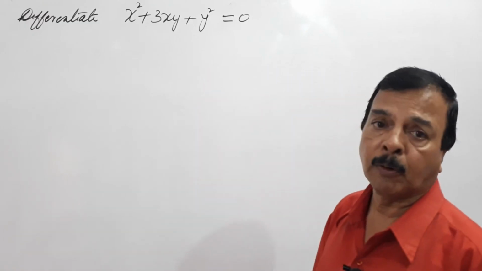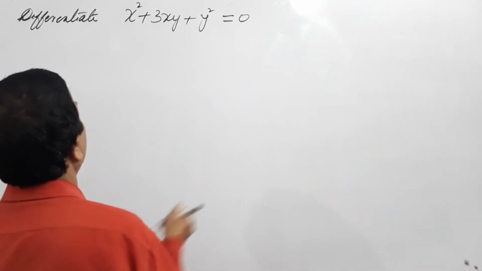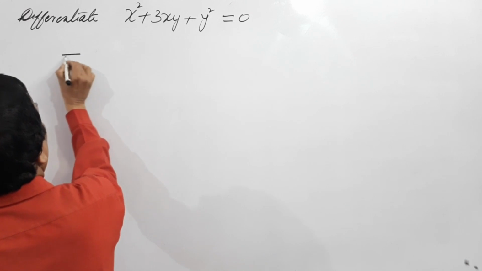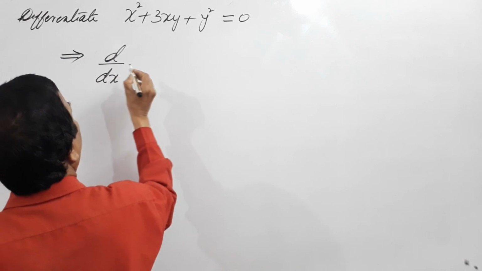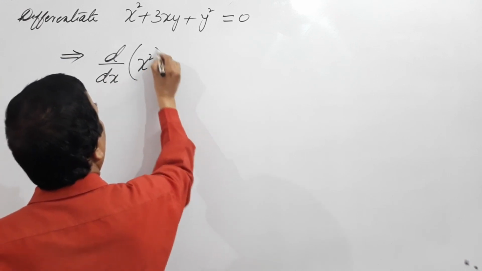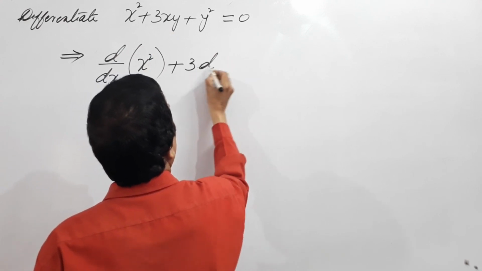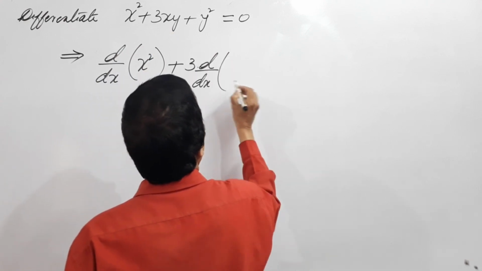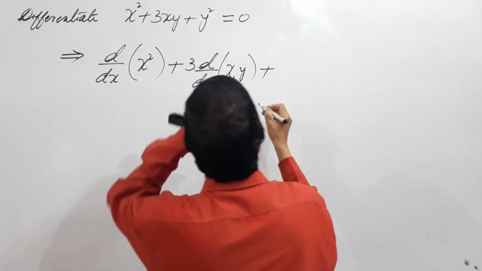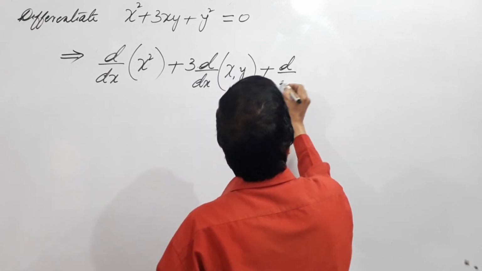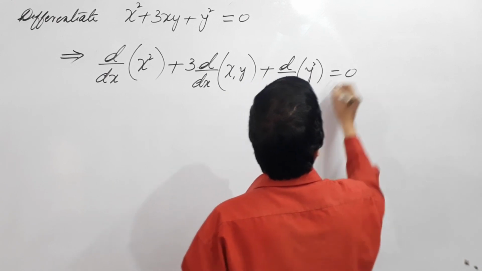So dear students, we have one problem. We have to differentiate this. So let's differentiate. What I will do is, this is d by dx of x square. I take the 3 outside, 3 into d by dx of x y, plus d by dx of y square equals 0.